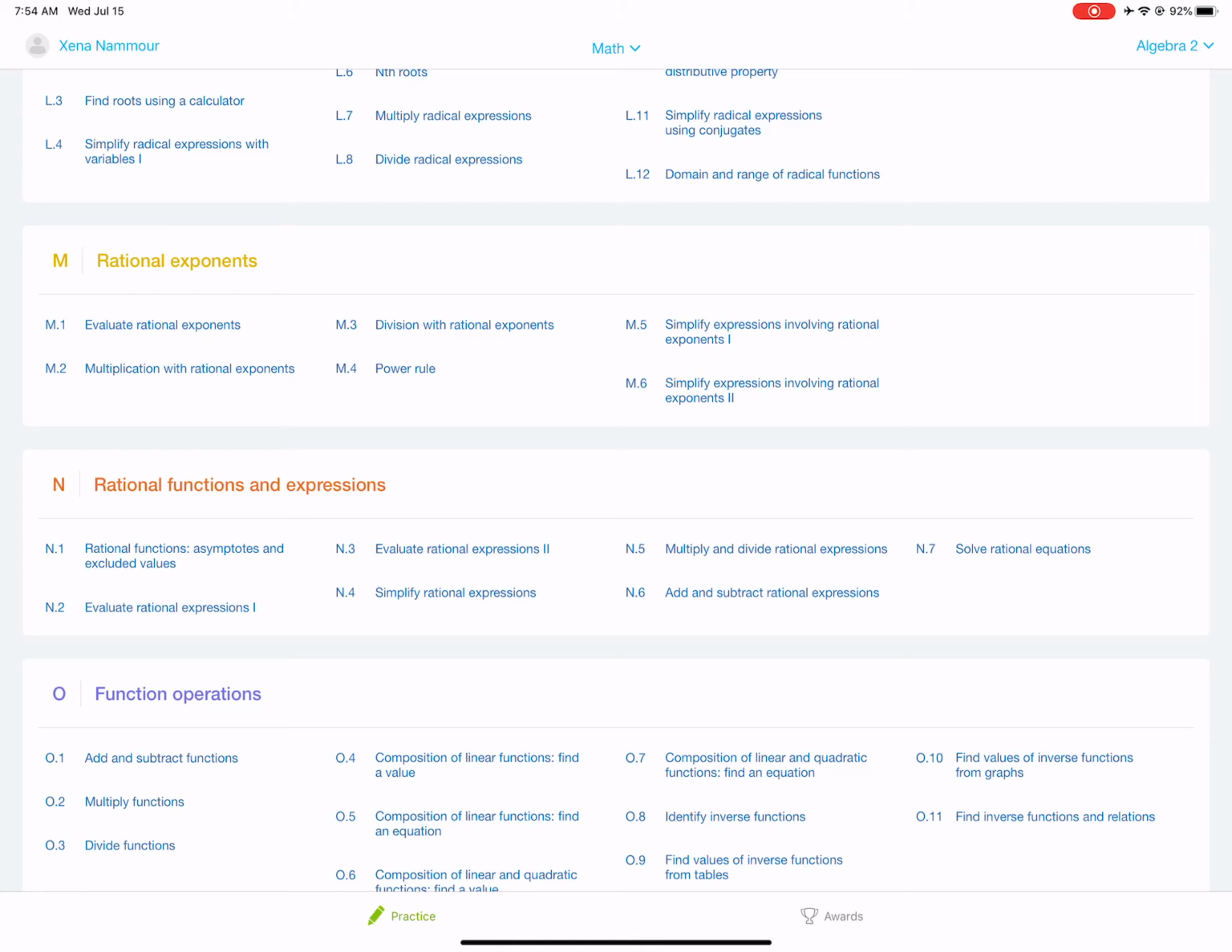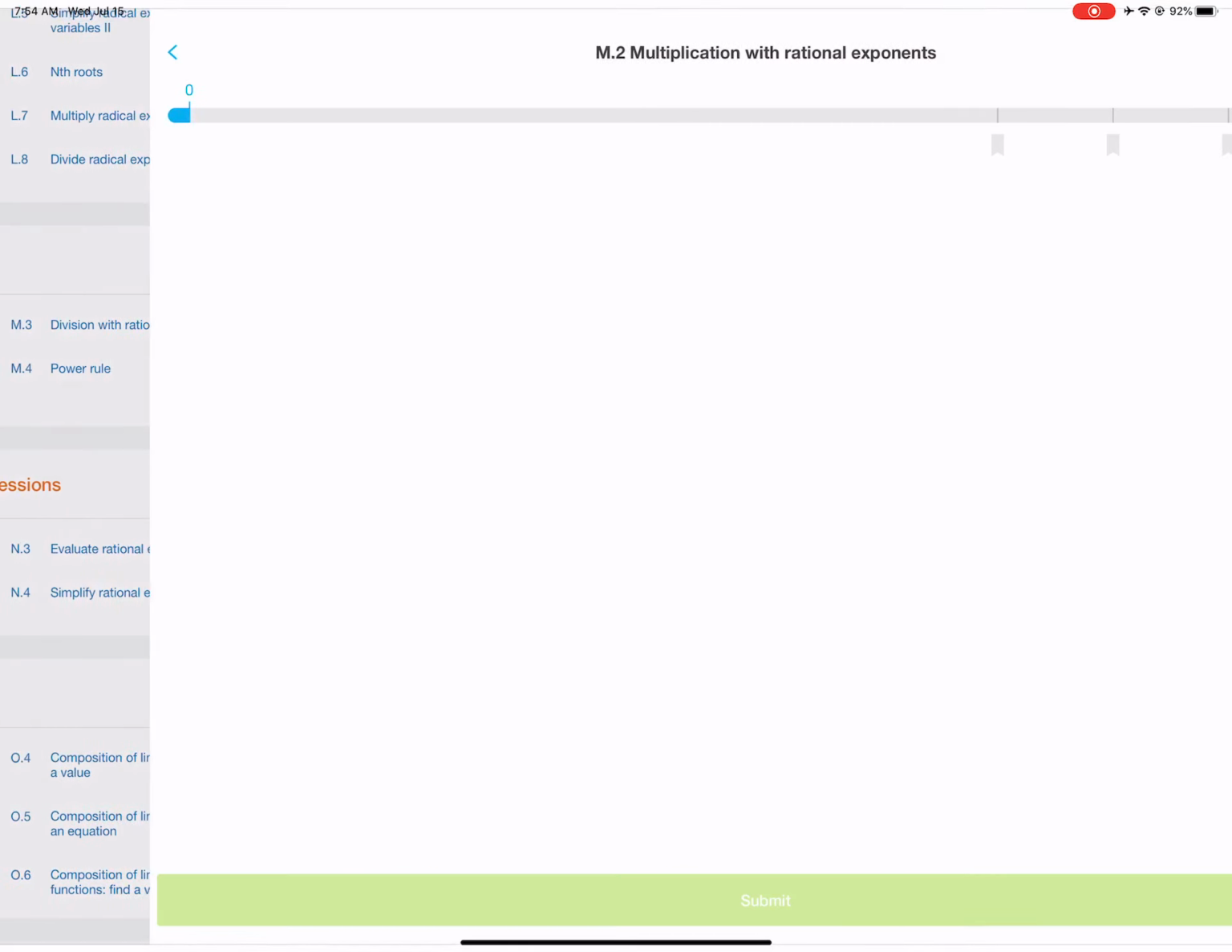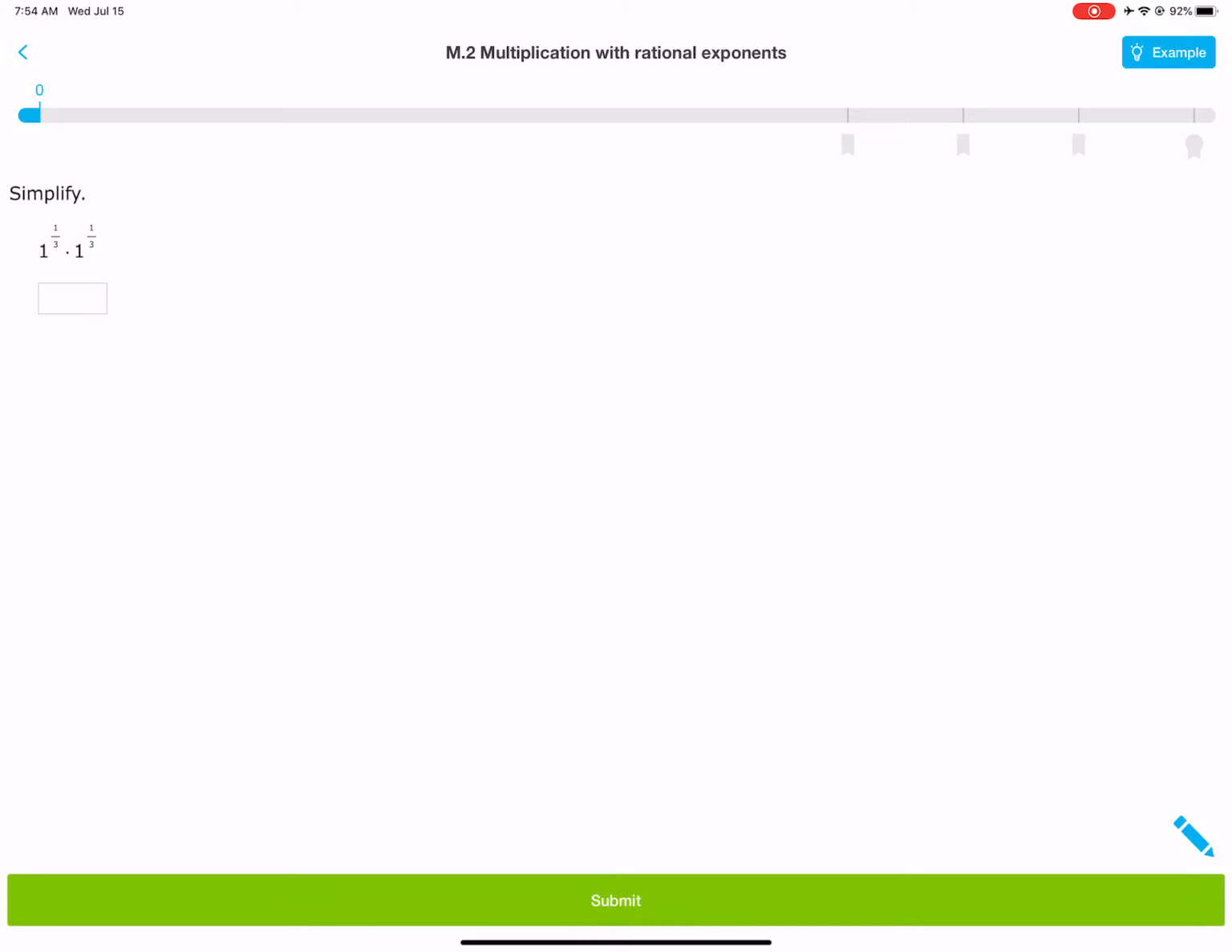Now we're going to move on to M2. In M2, we are multiplying with rational exponents. Whenever we have the same base, so our base is 1, and we have different exponents, we can add the exponents. So what's 1/3 plus 1/3?